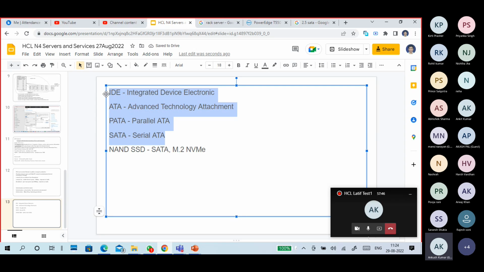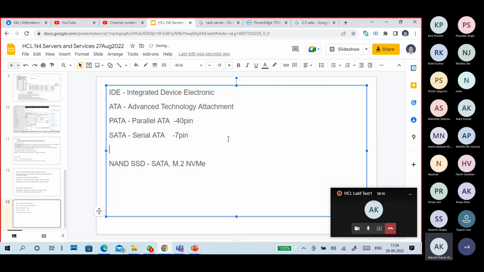So these are all DAS type storages, meaning we are directly attaching this storage, connecting the hard disk. PATA actually uses a 40 pin connector, and for SATA the data cable is a 7 pin connector. In comparison, SATA is faster than PATA.